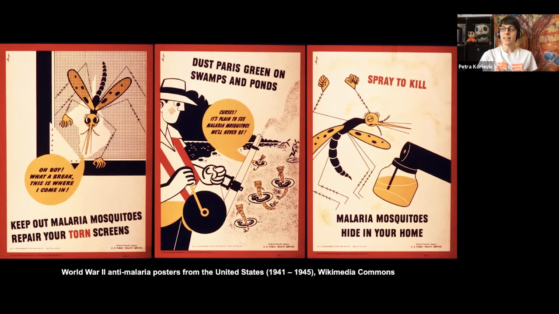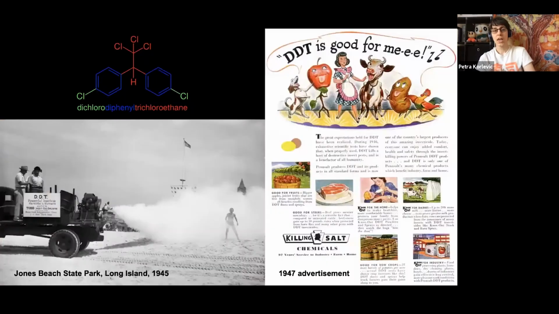And then around the middle of the last century, something new was discovered, which was insecticides. So they were poisons that specifically killed insects, including disease-transmitting mosquitoes. And the first one was dichlorodiphenyltrichloroethane, also known widely as DDT, which was the first commercially available insecticide.